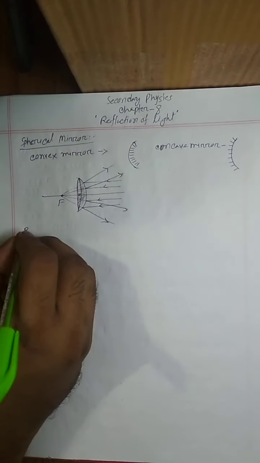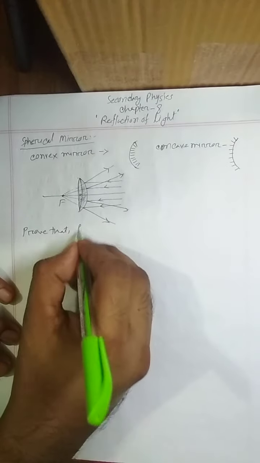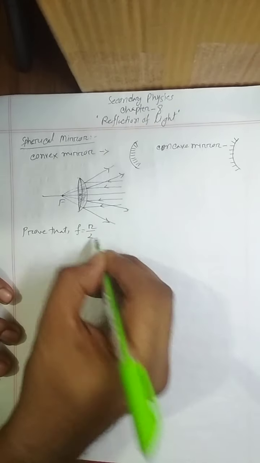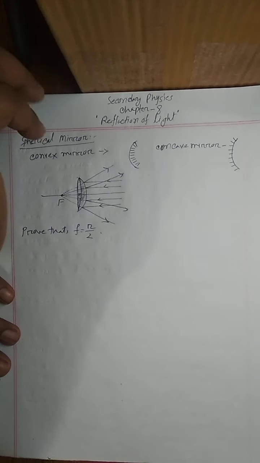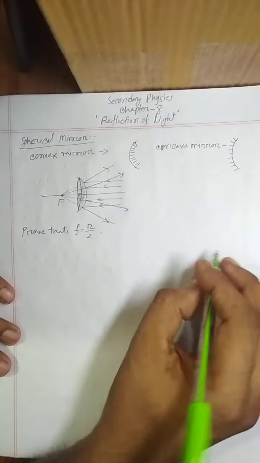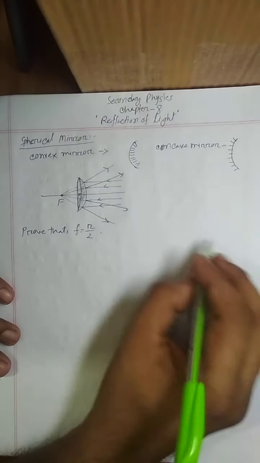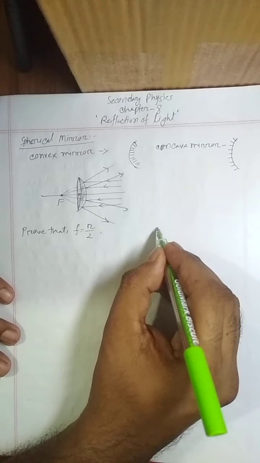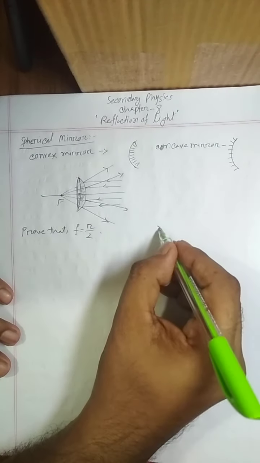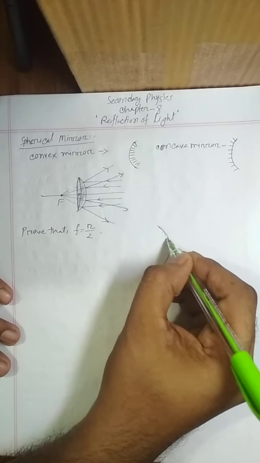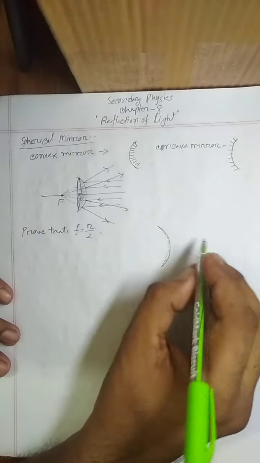We have to prove that F is equal to R by 2. So this is a very important proof. To prove that, I have to draw a figure. For convex or concave, I can draw anything. I can prove it from any aspect of the mirror. Okay. Now I'm going for the convex mirror.